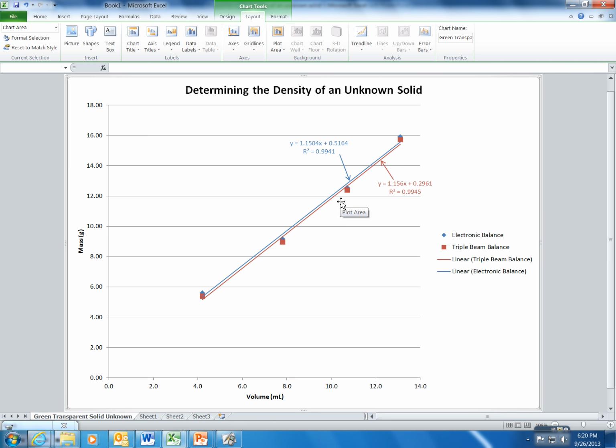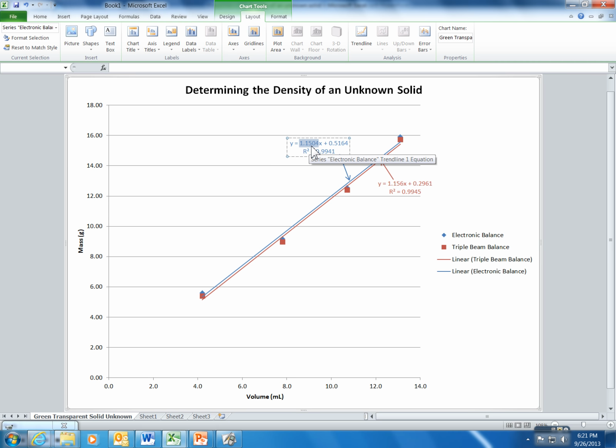It's a great graph. So the point of this was to determine the density, and I said that the density of that unknown solid would be equal to the slope of the trend line. So if I look here, I can see that for the electronic balance, my density is my slope, which is the m of the mx part of your trend line. So a straight line graph has a formula of y is equal to mx plus b. The slope is the m part of it. So here is my m, there's my x.